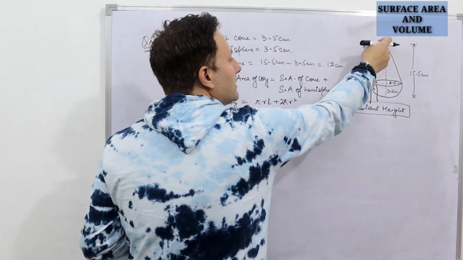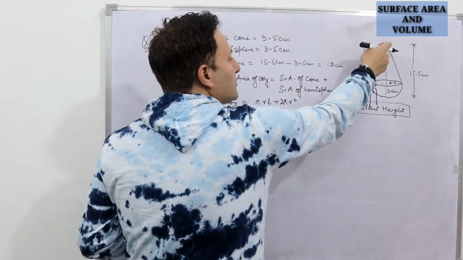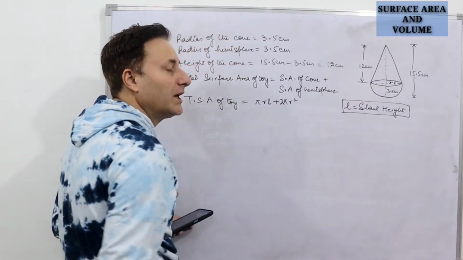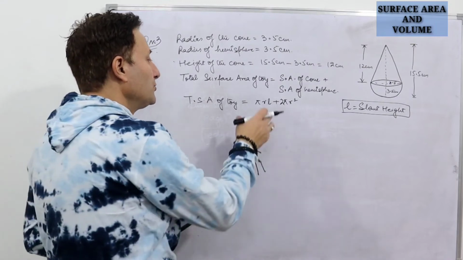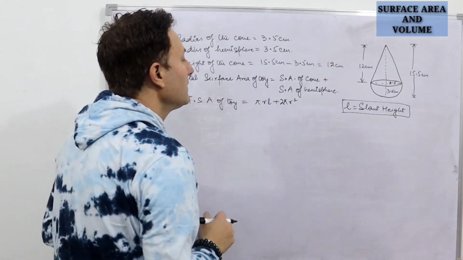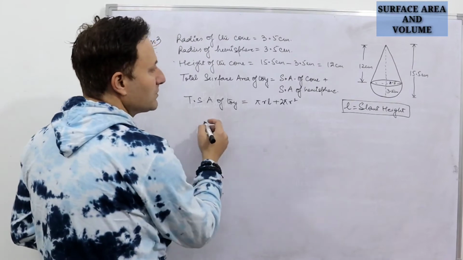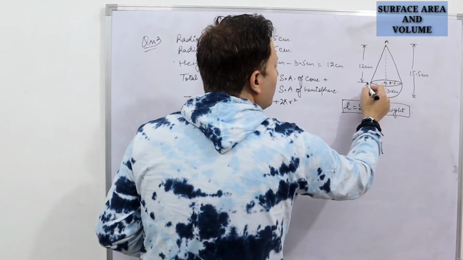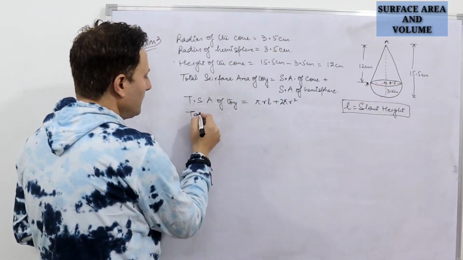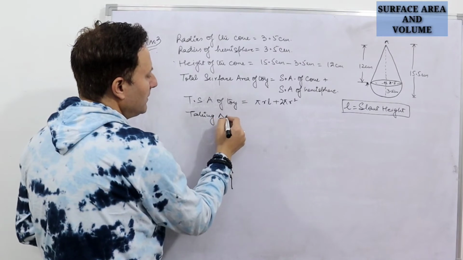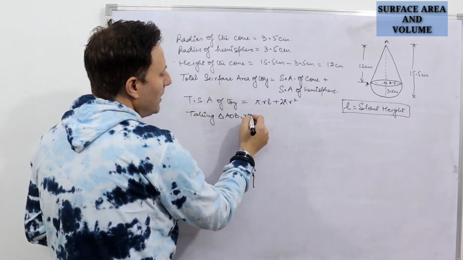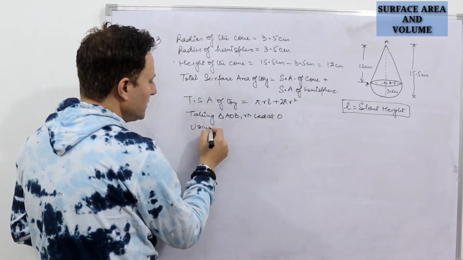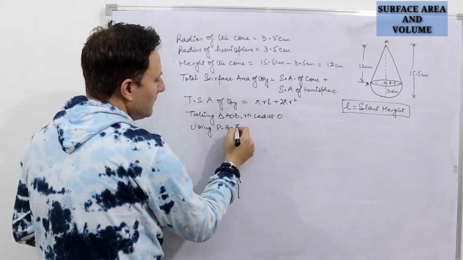And what is slant height? This thing. This is the perpendicular. This is not the perpendicular. If I take this triangle, this is the hypotenuse. So this is known as slant height. Now, to get the answer, we need to find the slant height. Let me take this triangle and name it AOB. Taking triangle AOB, right angled at O, using Pythagoras theorem. Very important theorem, guys.